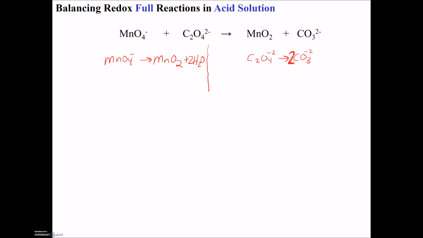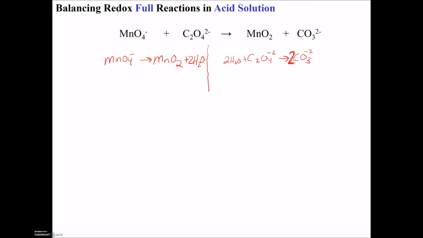I'm going to go over here and balance our oxygens, then we'll come back to hydrogens. Here I have 4 and I have 2 times 3 is 6. So I have 6 oxygens on the right side, and I only have 4 here. So I'm short 2, right? 4 plus 2 is 6. So then I'd have 6. So we need to add 2 waters on this side as well, 2H2O.